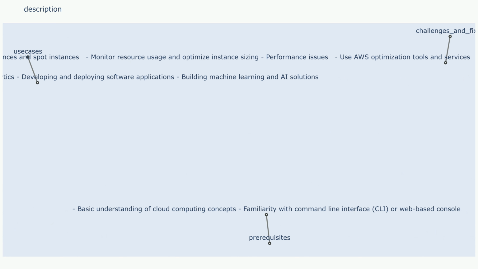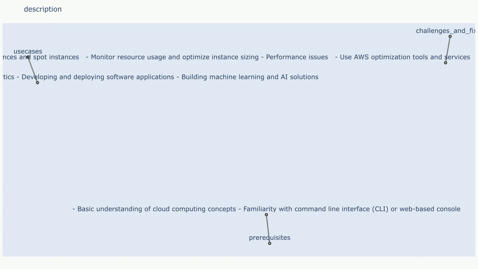Scaling challenges. Leverage AWS auto-scaling features for dynamic scaling of resources. Implement load balancing and failover mechanisms for high availability. Use AWS services like AWS Elastic Beanstalk and AWS CodeDeploy for automated deployment and scaling. Design scalable architectures and use distributed systems patterns.